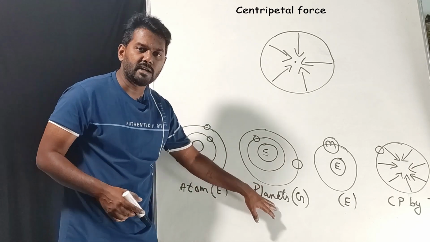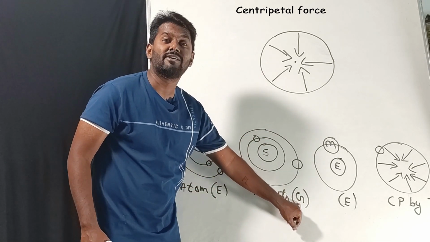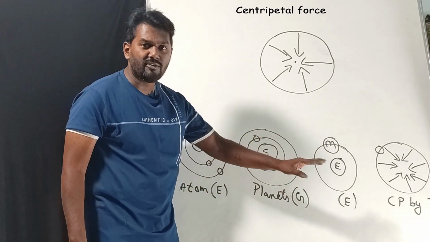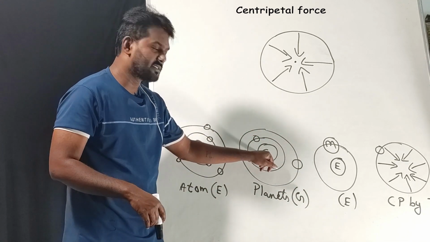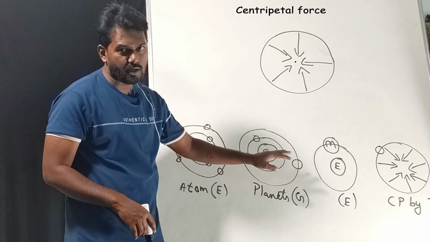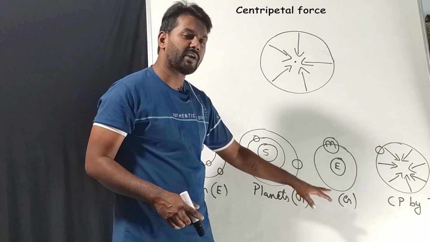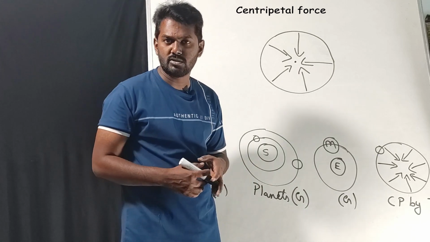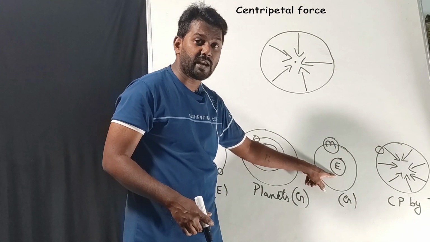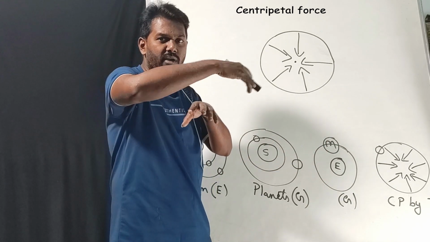Next one, planets moving around the sun. Here what type of force is created? Gravitational force. In the previous case it was electrostatic, but in this case it is gravitational force created by the sun, to make sure planets are moving around it. Next one, the moon revolving around the earth. Here also we can easily expect gravitational force, which is created by the earth. Earth is keeping the moon revolving around it.